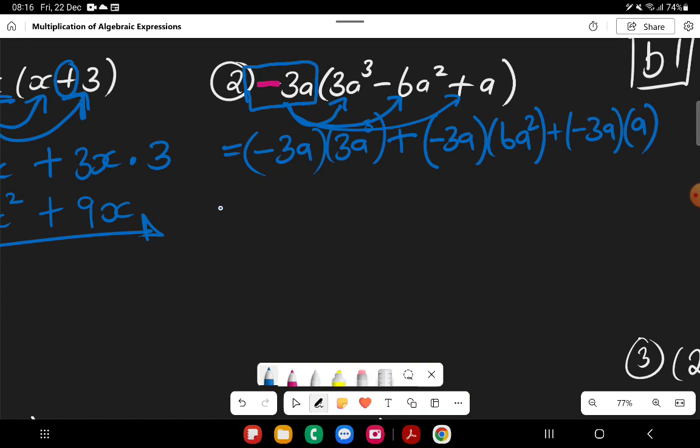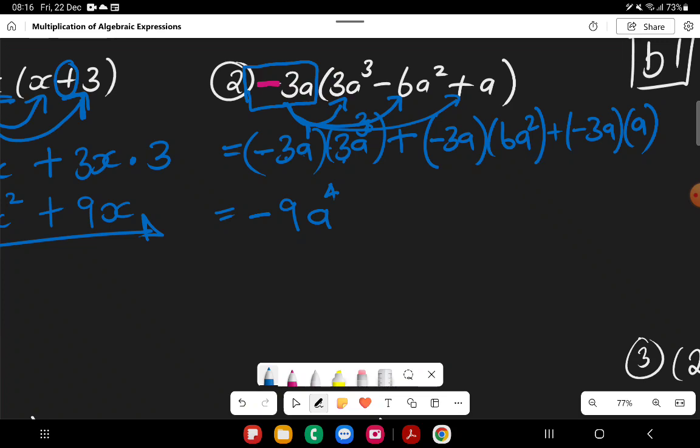Now I can multiply it out. Minus times plus is minus. 3 times 3 is 9. A and a cubed is a to the power 4. If you remember the rules of exponents, when you're multiplying with the same base, you add the exponents. So 3 plus 1 equals 4.